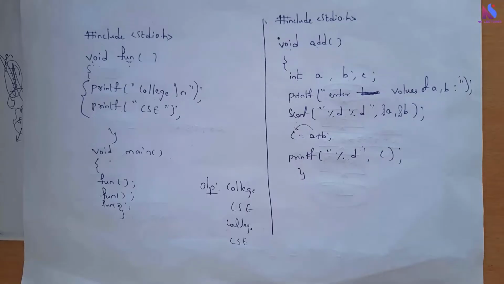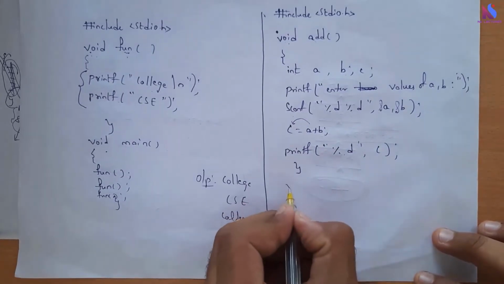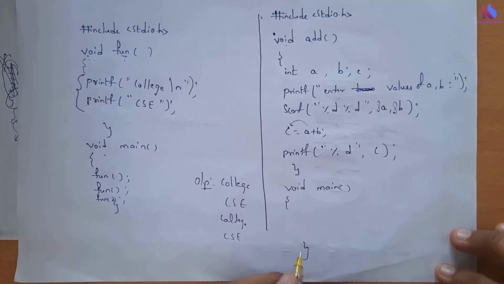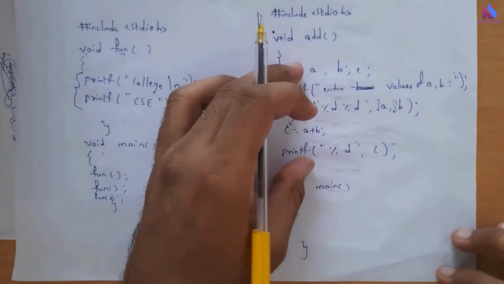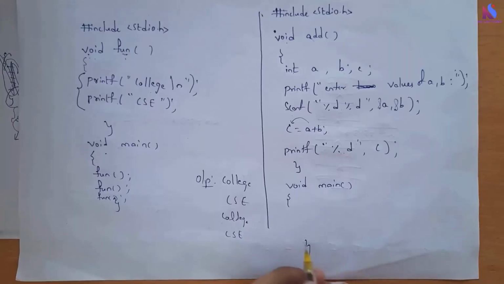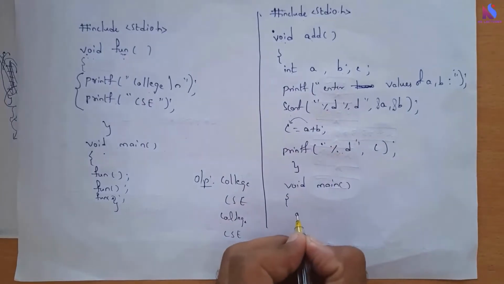After that you need to write void main and you need to call your function inside the main function. So I wrote void main. Now you need to call this function by giving the function name. Here I gave the function name as add, so you need to write add here.